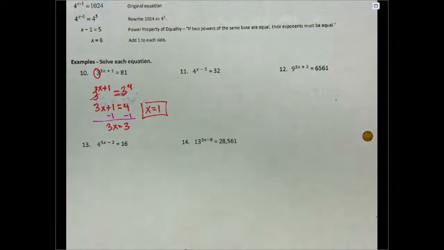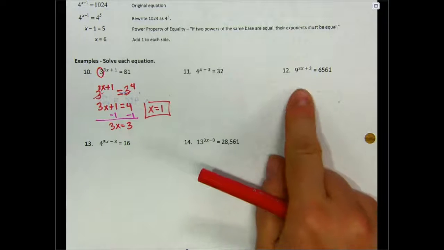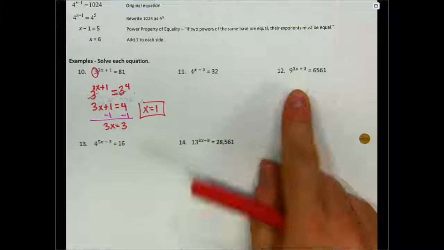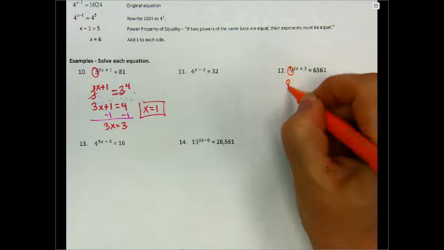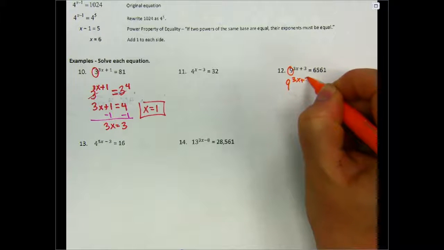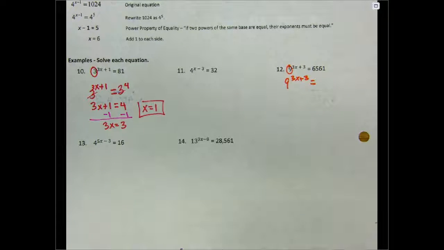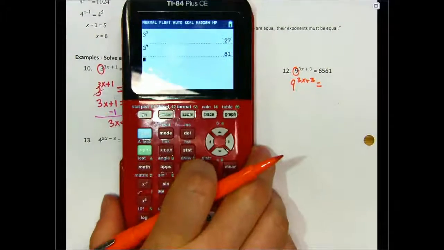I'm going to ask you on one of them. I'm actually going to skip around. You know what? Let's do number 12. I'm going to skip 11 for a second because 11 is tricky. So for number 12, same thing. I've got a base of 9, so I want to make a base of 9 on the other side. I just don't know what the power is going to be yet.